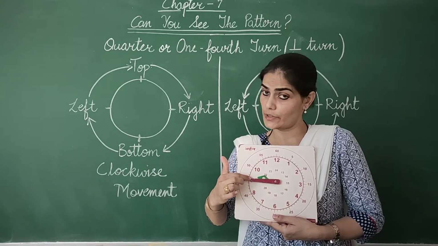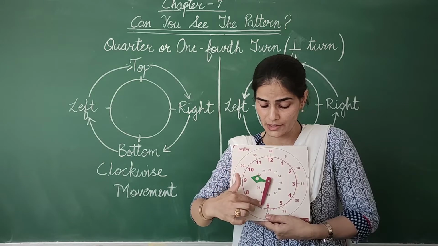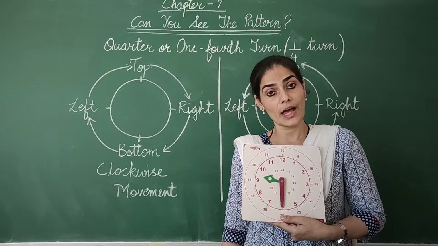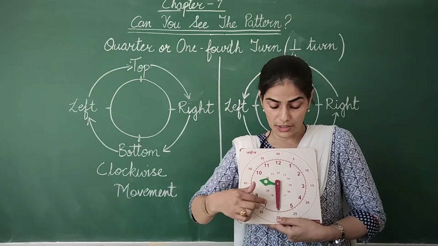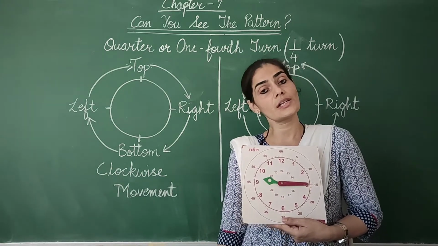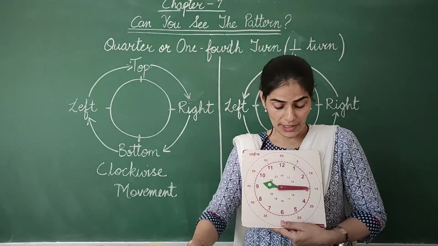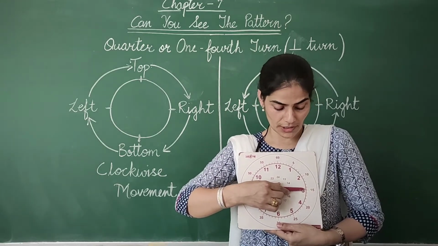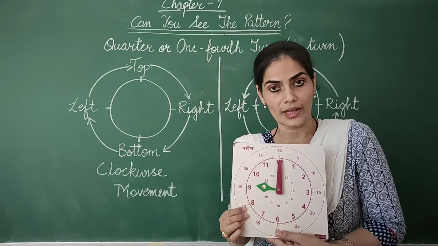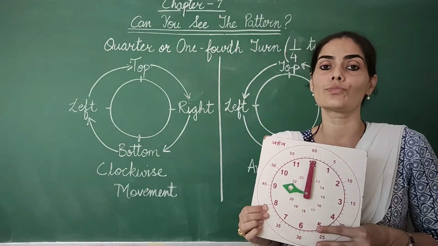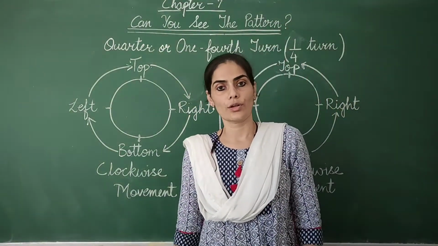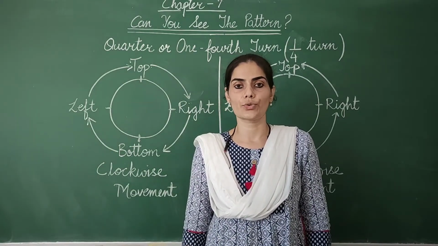And if I ask you to give it one more quarter turn anti-clockwise, then it will be pointing towards 6. If I ask you to give it the third quarter turn anti-clockwise, then from 6 it's going to move to 3. It will point at 3 now. And if we give the fourth quarter turn anti-clockwise, then it will again point at 12. So this is how the object moves after every quarter turn anti-clockwise. I hope this much is clear to everybody.